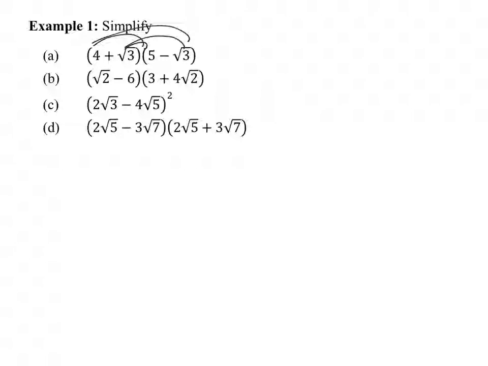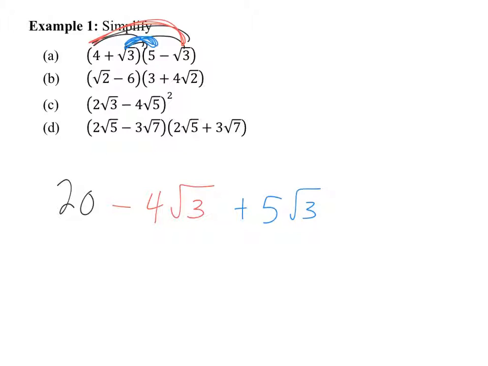So 4 times 5 gives me 20 for the first one. Then I go outer, which is going to be this 4 times this negative 3, or negative radical 3. So it's going to be negative 4 radical 3. That's the red. Then in blue, so we're going to do the inner now, right here. We have the radical 3 times 5, which is just 5 radical 3. And then finally last in green here, we'll see this is root 3 times root 3, but it's a negative 1 on the other end, which gives me root 9, which is really just 3.